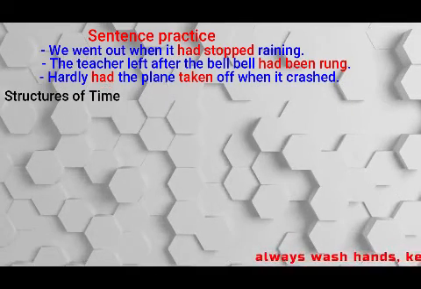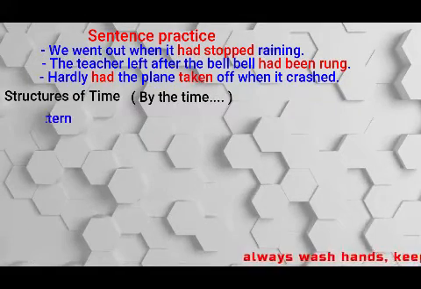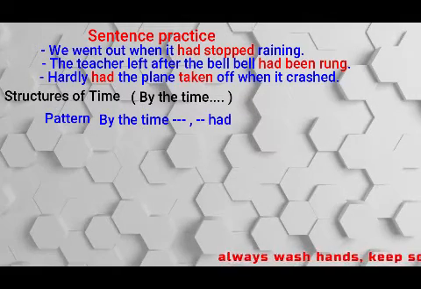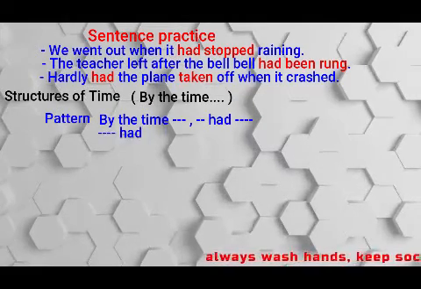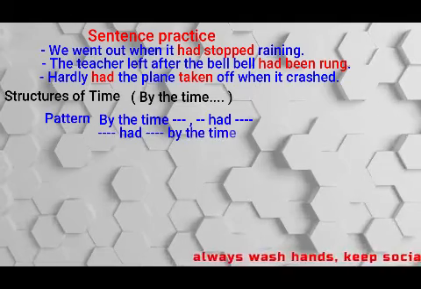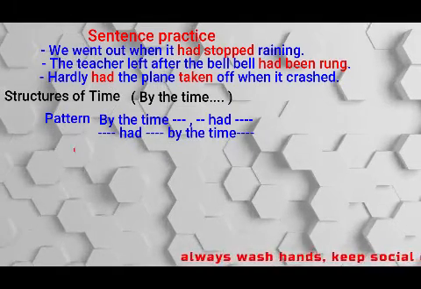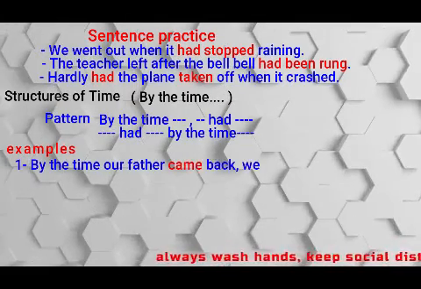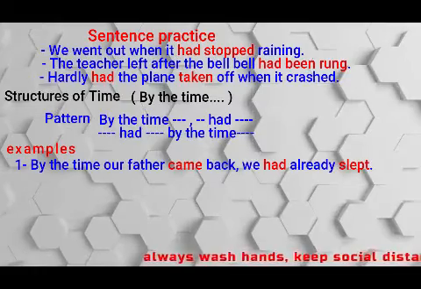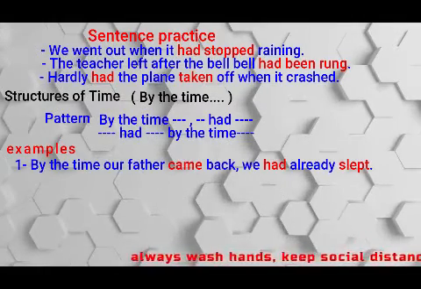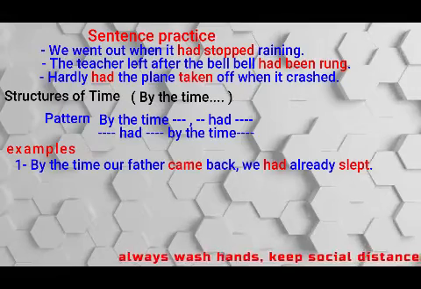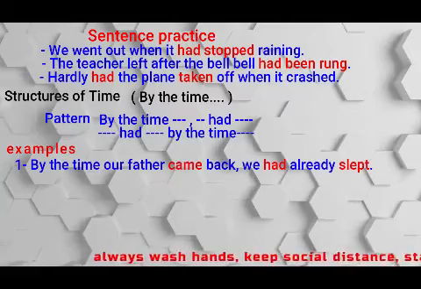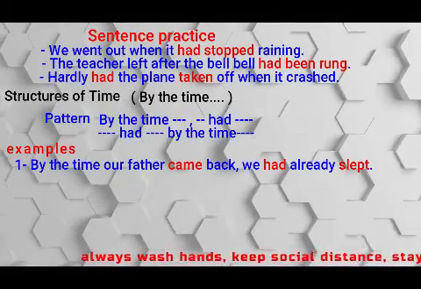Structures of time using by the time. The pattern here will be by the time, then comma, and the past perfect had. Or the past perfect had, then by the time. Examples. 1. By the time our father came back, we had already slept. This means we slept first, then our father came back later. When we are using by the time, the first act is the one that takes the past perfect had.